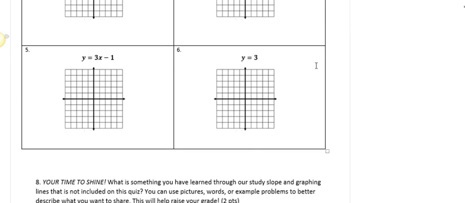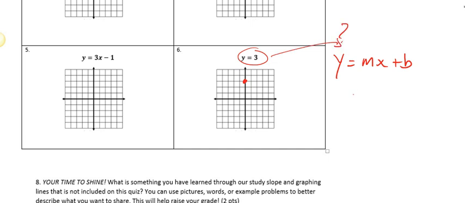Another one was number 6. That was a hard one. A lot of people put a dot there at 3, which is good. I give you credit for that. But remember, we talked about this a couple times, but you can always think of it like this. Does this look like this? No. To me, it looks like this. Y equals B, where there's no slope. And if there's no slope, that means it's just a straight line going through the y-axis at 3.